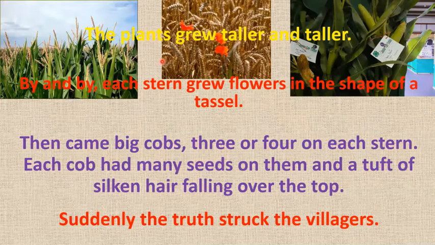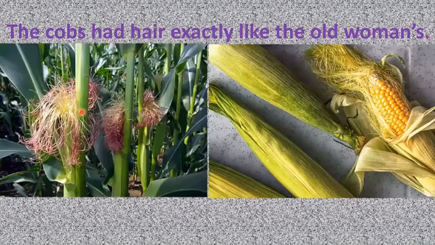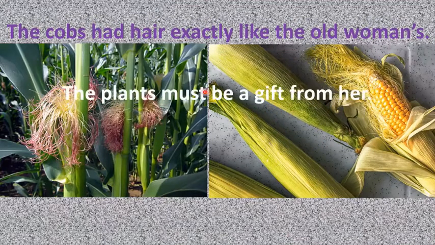What is that? See, here they are all coming out. What will it be? For whom is that silken hair? It's for the old lady, right? Now, this is the cob and this is the hair. So, the cobs had hair exactly like the old woman's. Hair for the old lady also. Yes. The plants must be a gift from her. So the villagers thought it is a gift from the old lady.